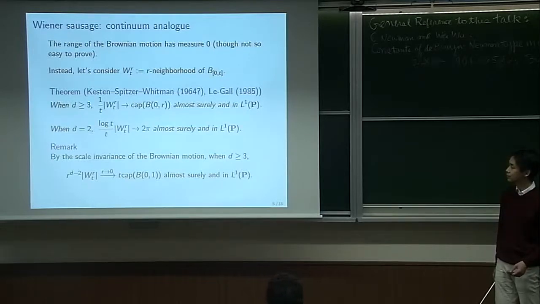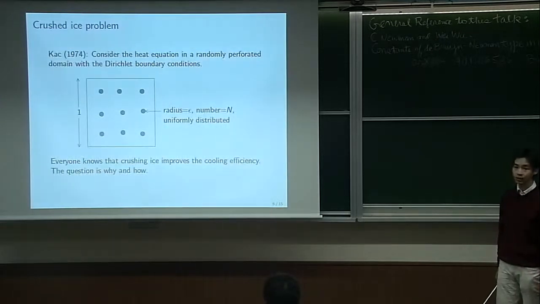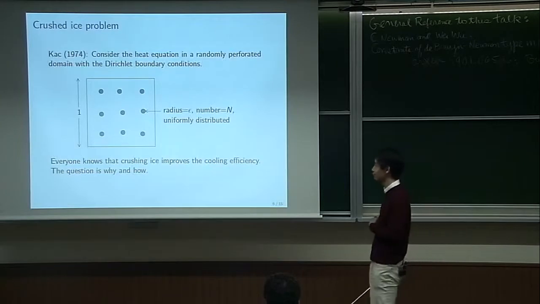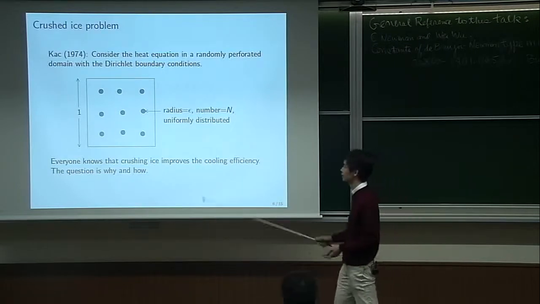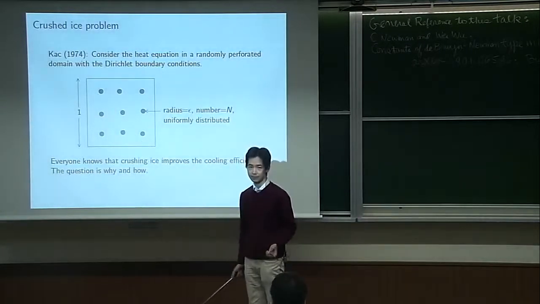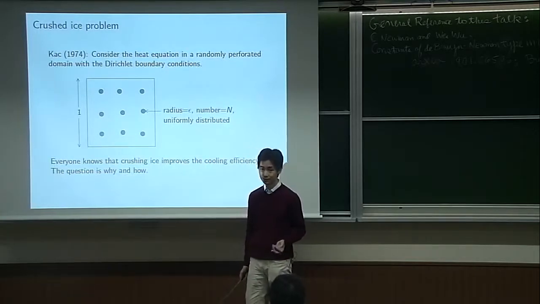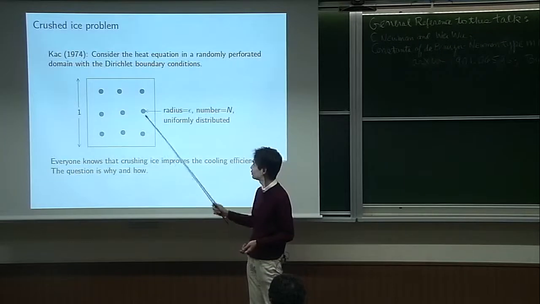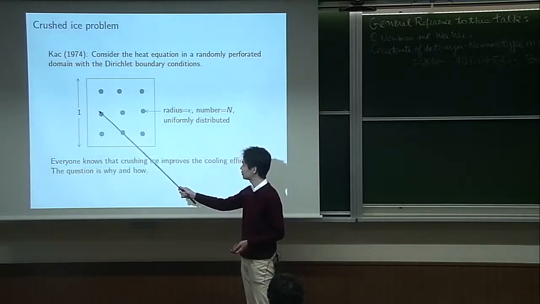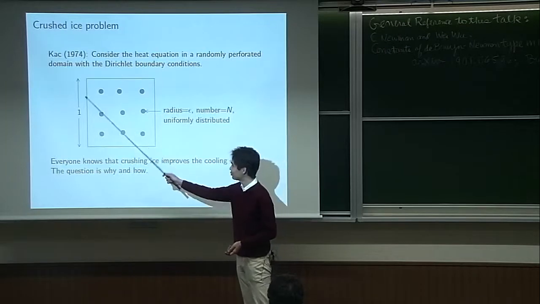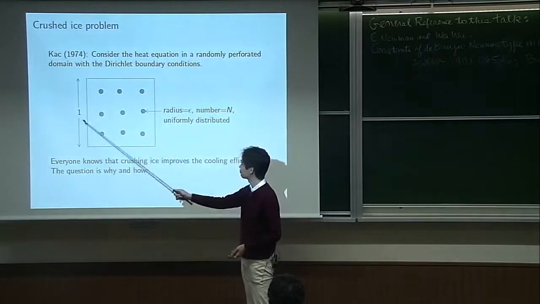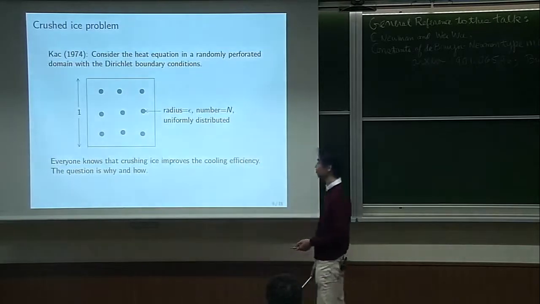And this is somehow related to a funny analysis question, which is called the crushed ice problem. This is one of my favorite mathematical problems, due to Mark Kac. So Kac proposed to consider the following problem. Consider the heat equation in a randomly perforated domain. So here is a square, which you can regard as a cocktail glass. You have a cocktail glass, and there is some ice inside, which means that you are considering the heat equation with Dirichlet boundary condition, 0 boundary condition on the surface of this ice. And it's natural to impose a Neumann boundary condition here, but it doesn't matter. Actually, Kac imposed the Dirichlet boundary condition.